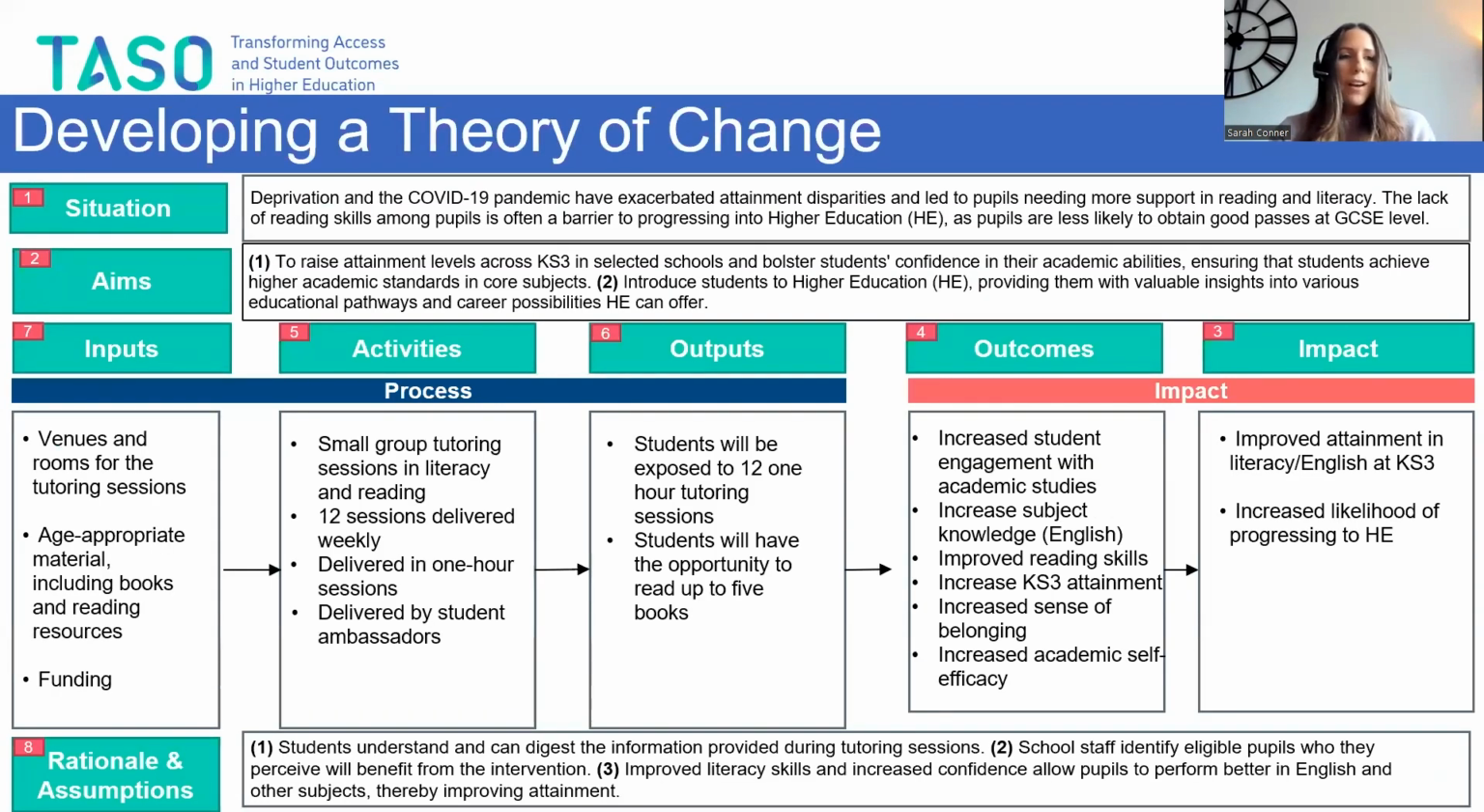And this is what Rain covered in our very first webinar. So this is what the TASO core theory of change looks like. And this is our completed theory of change for our Key Stage 3 literacy programme. So here it gives a nice overview of why we think this intervention will lead to increased engagement with academic studies, increased academic self-efficacy, and then ultimately improved attainment in English at Key Stage 3.